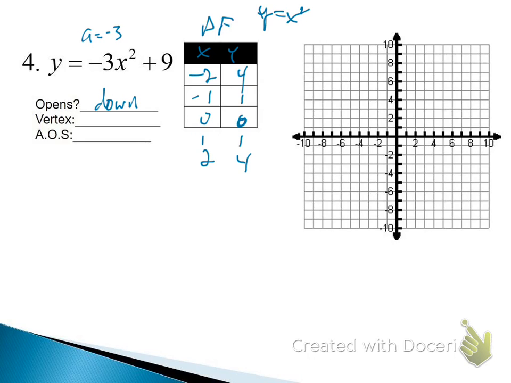So I want to take and adjust the parent function. Again, we're going to take the y coordinates and multiply by negative 3.